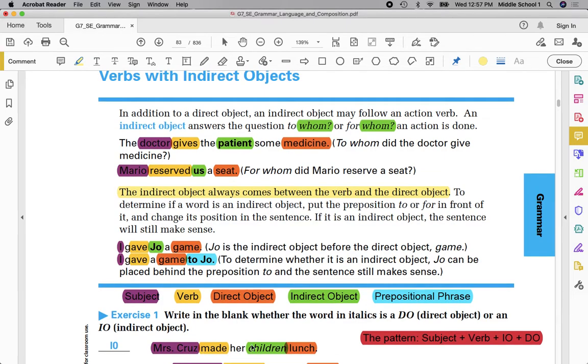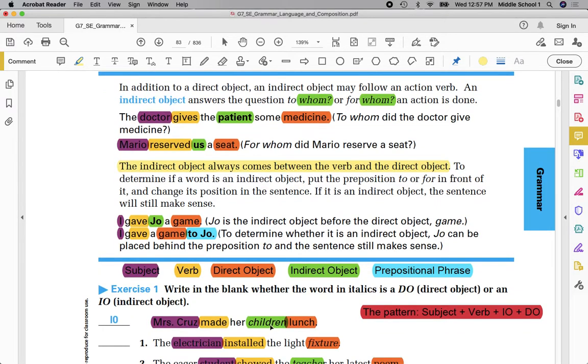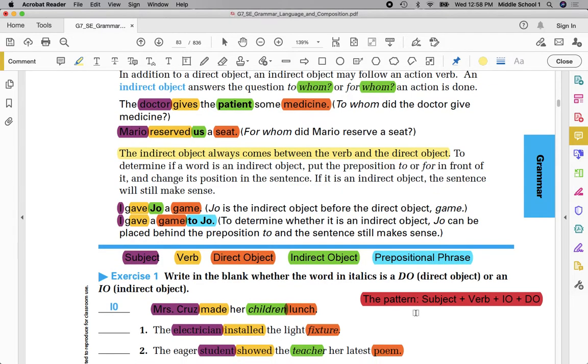Mrs. Cruz made her children lunch. Mrs. Cruz made what? Lunch. To whom or for whom? Children. It says right in the blank whether the word in italics is a D O or I O. This word in italics, in our sentences, you're going to notice I've either got it highlighted green because it's an indirect object, or it's highlighted orange because it's a direct object. So you can make that switch over and you can put that on the blank. You see this is green, that's indirect object, so that's what goes on the blank. Again, if you'll follow with me, please, and you'll label these items, or if you'll underline or use your crayon.